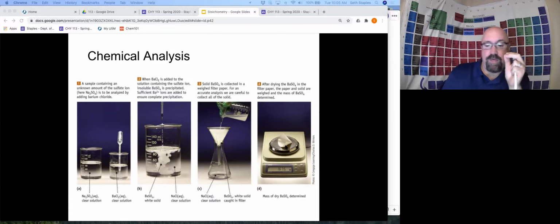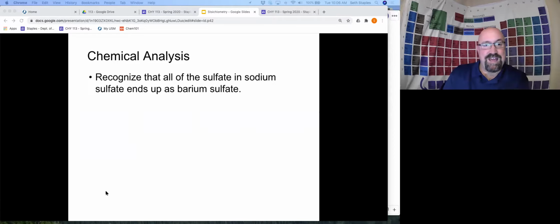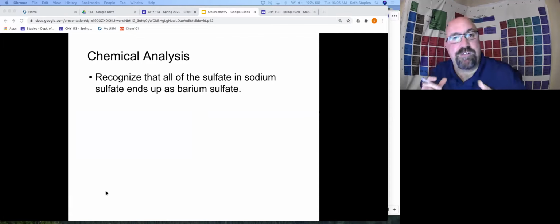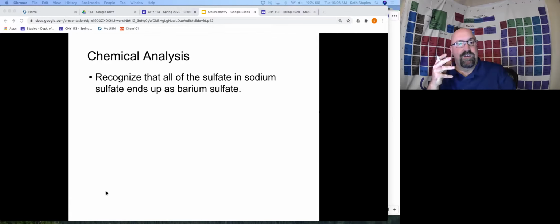And so the thing that we have to recognize here, remember what we're trying to ultimately find out is in the whole thernodite sample, how much of it was this sodium sulfate. What we have to recognize in this analysis is that all of the sulfate that was initially present is now going to end up as barium sulfate.